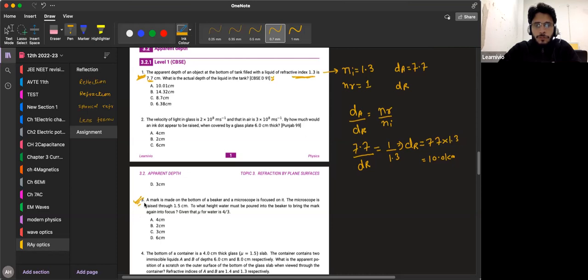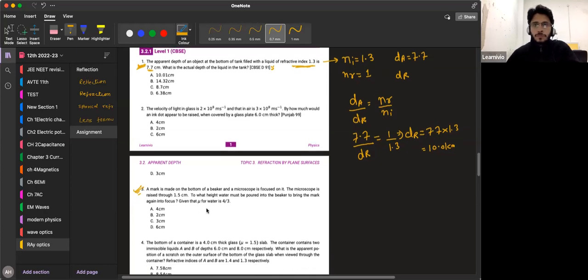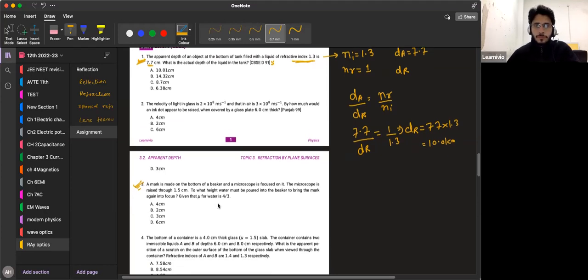Question 3. So what is 4/3 like? The question: refractive index of water. Mu is refractive index. Is anyone solving this question or okay? Just a minute, sir.